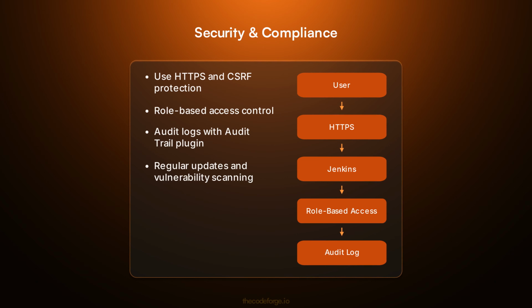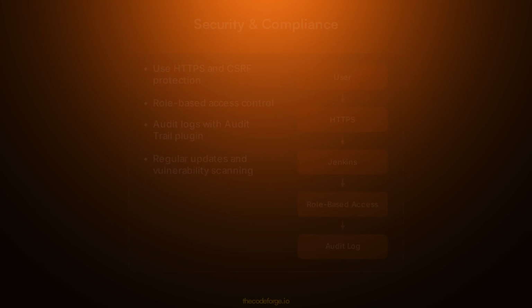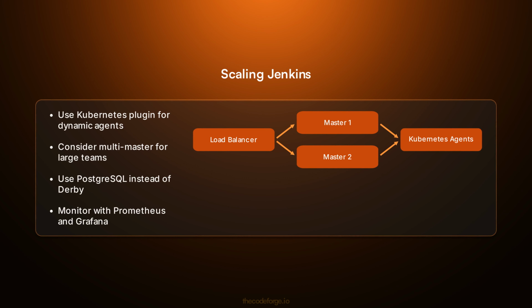Secure Jenkins by using HTTPS, enabling CSRF protection, and using the Role-based Strategy plugin for fine-grained access control. Enable audit logs and regularly update Jenkins and plugins. As your organization grows, scale Jenkins by using the Kubernetes plugin for dynamic agents, considering multi-master setups, and optimizing the database. Monitor with Prometheus and Grafana.